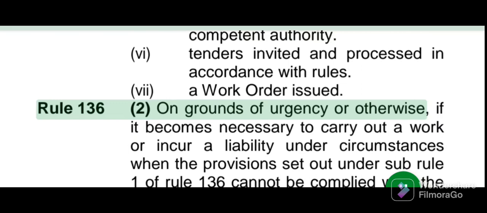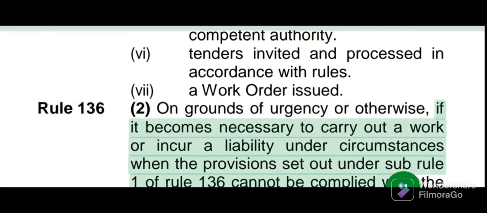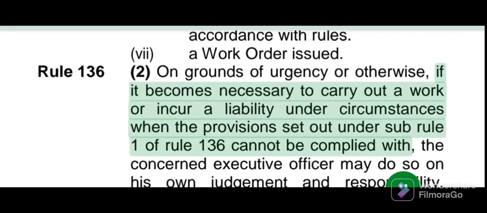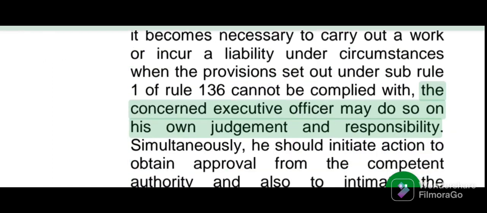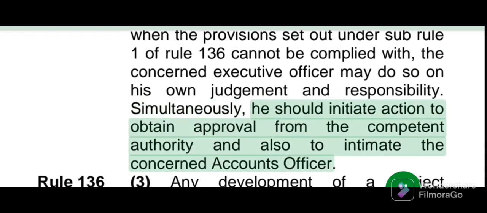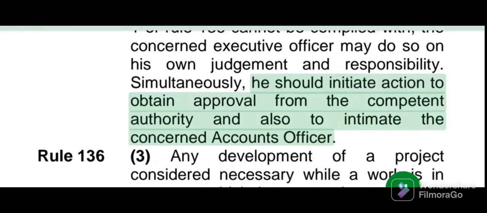Rule 136-2: On grounds of urgency or otherwise, if it becomes necessary to carry out a work or incur a liability under circumstances when the provisions set out under sub-rule 1 of Rule 136 cannot be complied with, the concerned executive officer may do so on his own judgment and responsibility. Simultaneously, he should initiate action to obtain approval from the competent authority and also to intimate the concerned accounts officer.